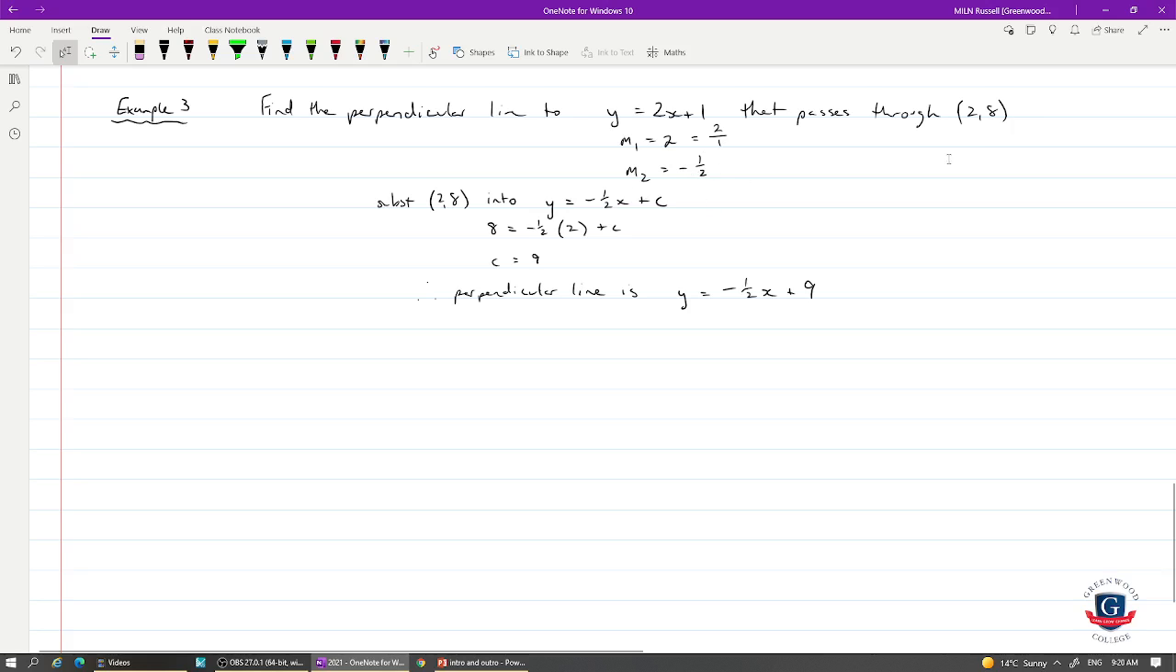Now we have our gradient and a point. Substitute it into slope-intercept form. Y equals negative a half x plus c. Put in x and y. X is 2, y is 8. 8 is equal to negative a half of 2. That'll be negative 1 plus some value. 9 take 1 is 8. So by inspection, c would be 9. Therefore, the perpendicular line is y equals negative a half x plus 9.